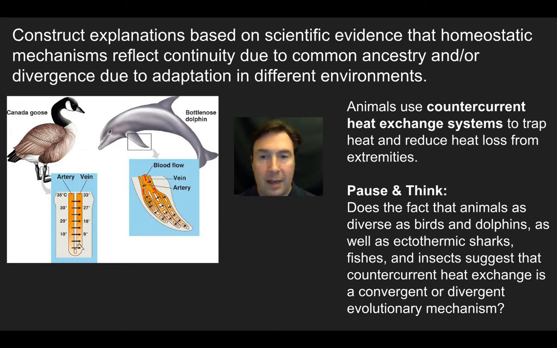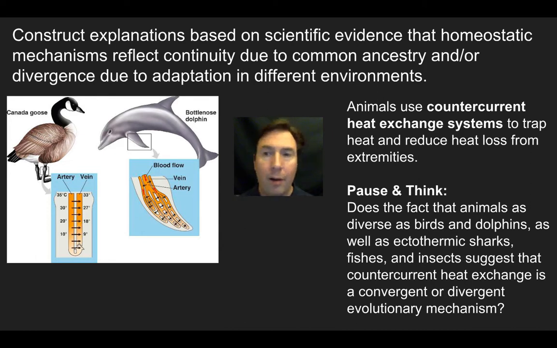On its surface, if your mind went immediately to, well, it appears that this artery and vein blood flow in these two groups, birds and mammals, which I know are both endotherms, but endotherms that are of different lineages, they have this common system. So you might have been trapped into saying, wait, I know that the endothermy in these two groups is convergent, so maybe this countercurrent heat exchange is also a convergent system.